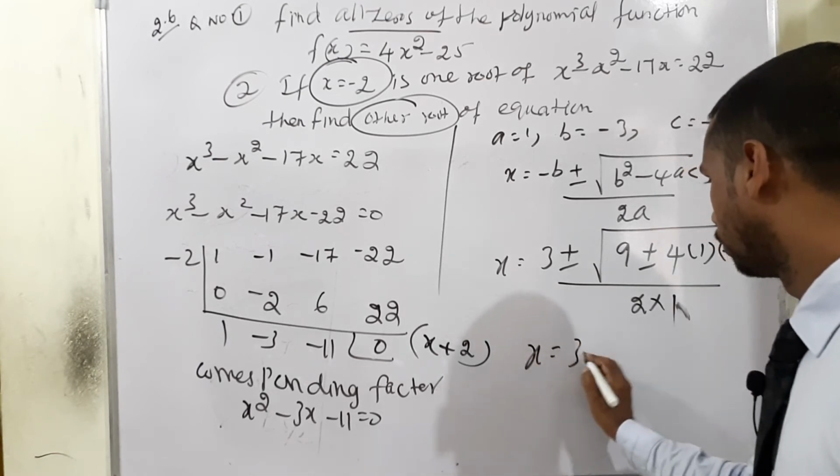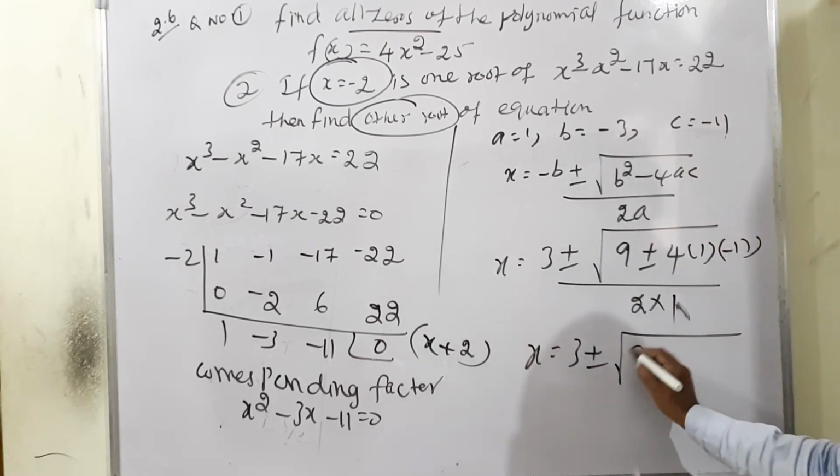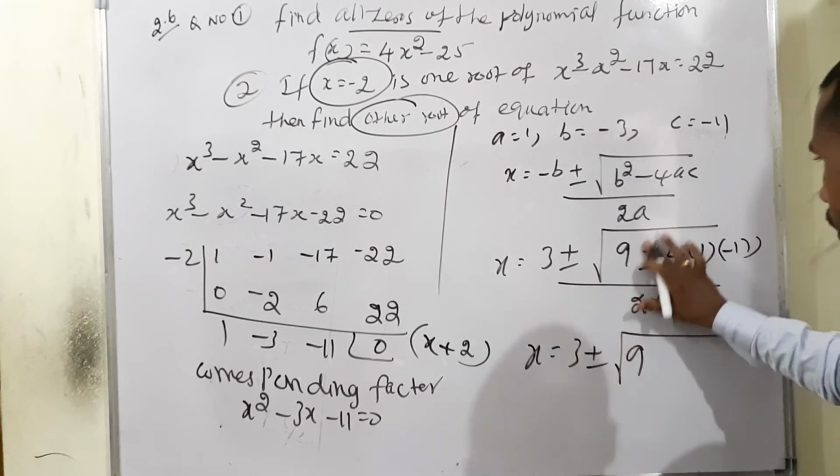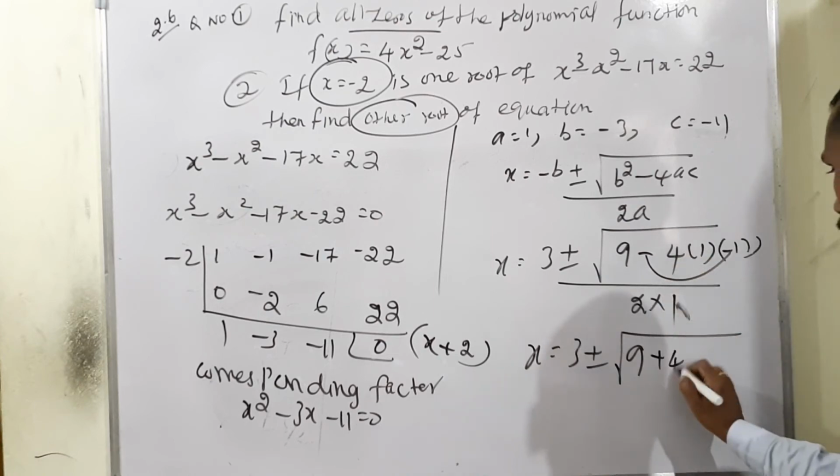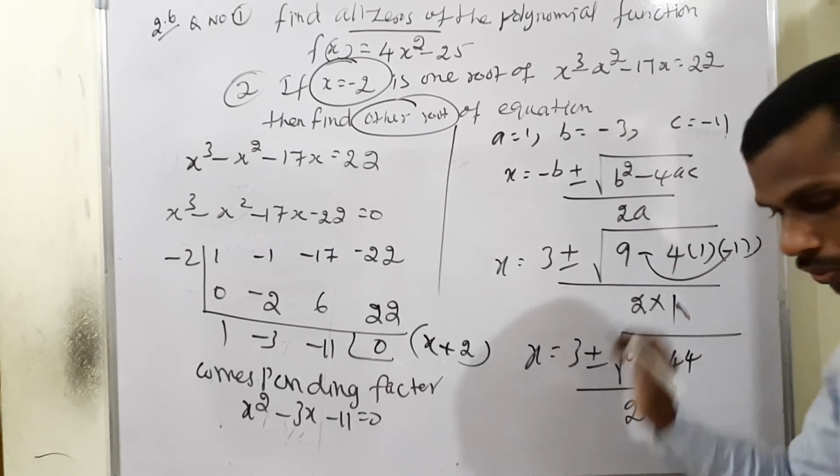Again, x is equal to 3 plus or minus square root of, sorry, b square minus 4ac, isn't it: 9 minus, minus into minus is plus, 11 into 4 is 44, the whole term divided by 2.